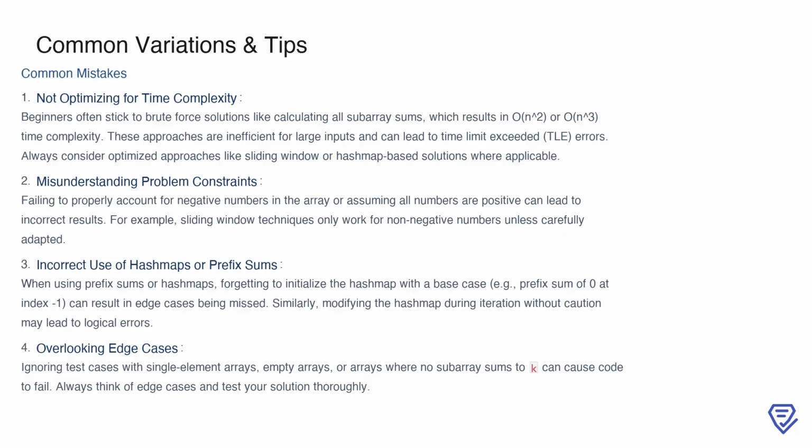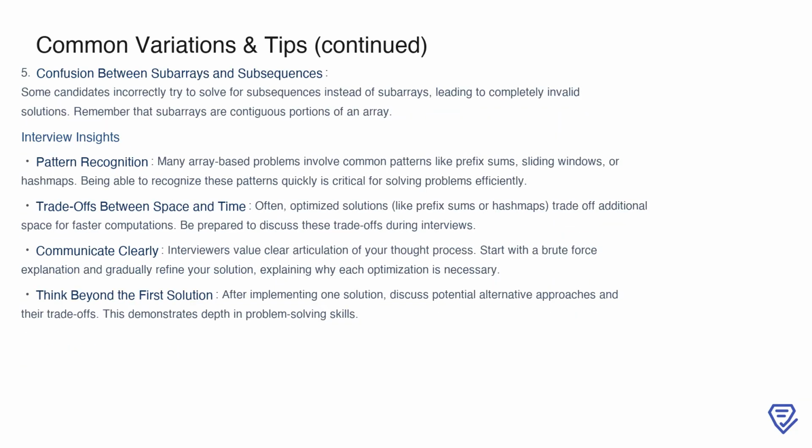Lastly, overlooking edge cases altogether, like single-element arrays, empty arrays, or arrays where no subarray sums to k, can cause your solution to fail. Thinking through these scenarios and testing thoroughly is key to success. Another challenge candidates face is confusing subarrays with subsequences. Remember, subarrays are contiguous sections of the array, whereas subsequences can have gaps. Solving for subsequences instead of subarrays will lead to entirely incorrect results.